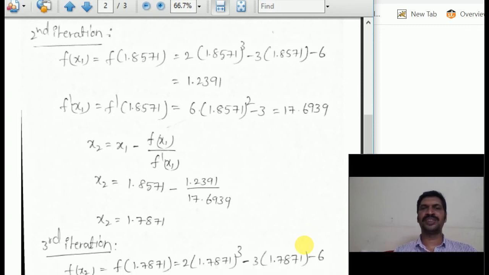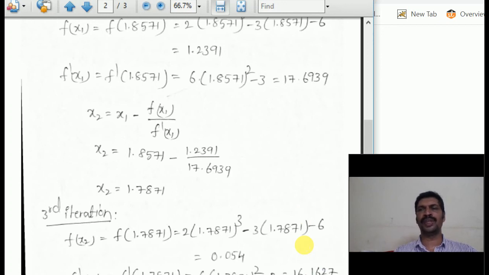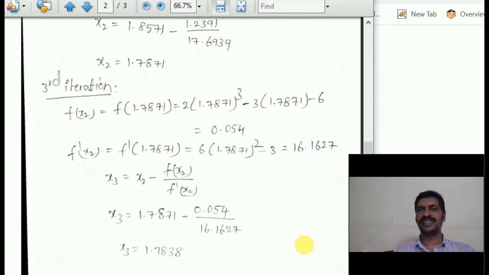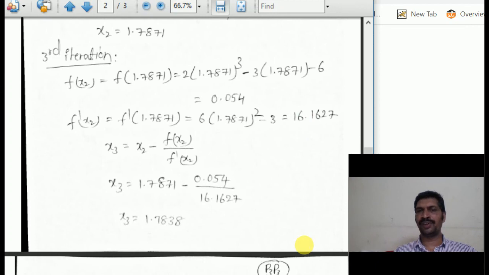1.7871. Next, third iteration. Using x2 value, we will compute the x3. x3 equal to x2 minus f of x2 by f dash of x2. f of x2 equal to 0.054. F dash of x2 equal to 16.1627. Just substitute the value of x2, f of x2, f dash of x2 in the above formula. We will get x3 equal to 1.7838. Using this x3 value, we will compute x4 value.